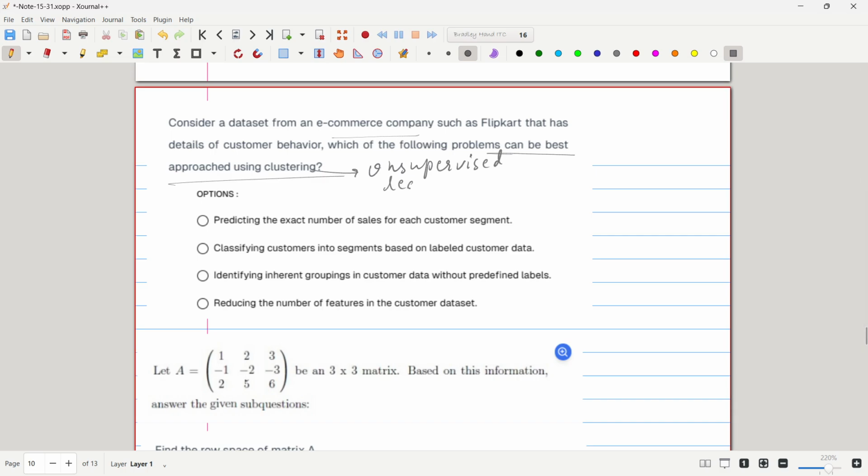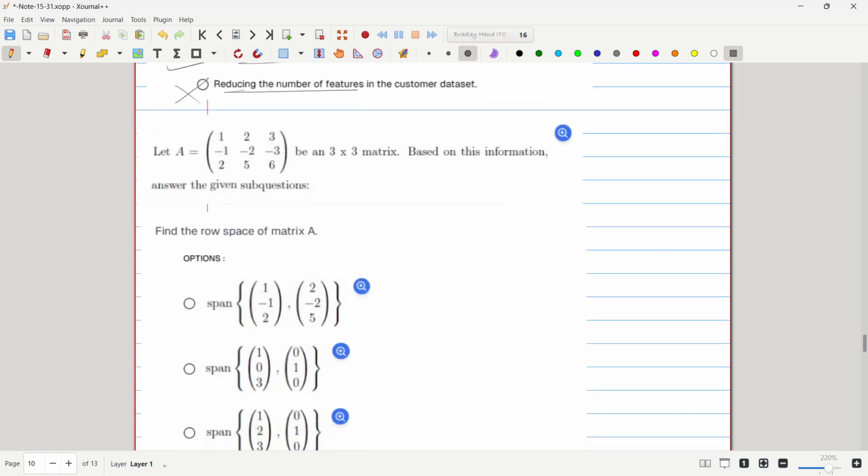Unsupervised learning. The basic work of unsupervised learning is grouping the data. Predicting the exact number? No, this is a regression. Classifying customers? This is a classification. Reducing the number? This is also regression. Identifying inherent grouping in customer data? Yes, this is the unsupervised learning clustering process.